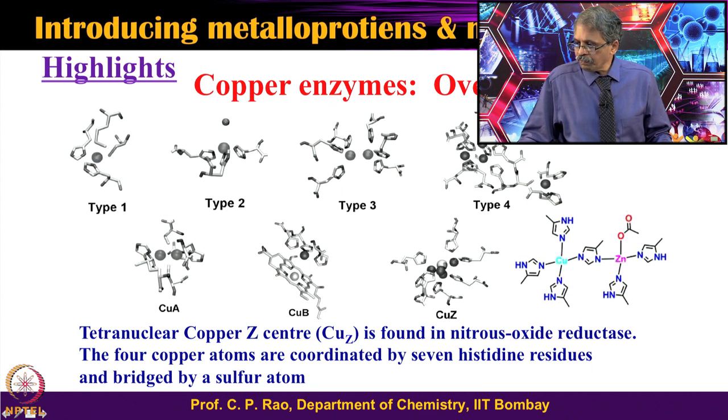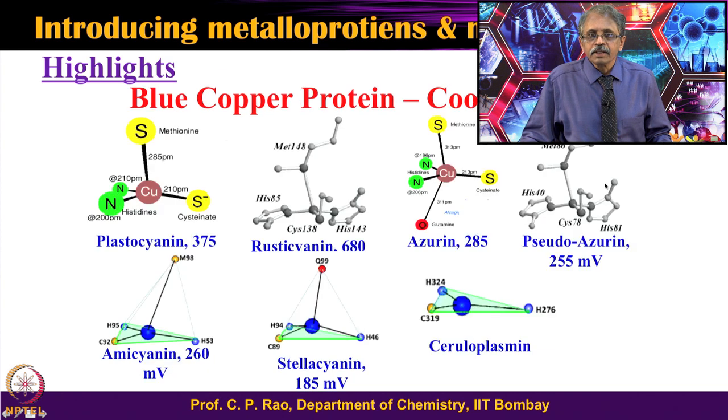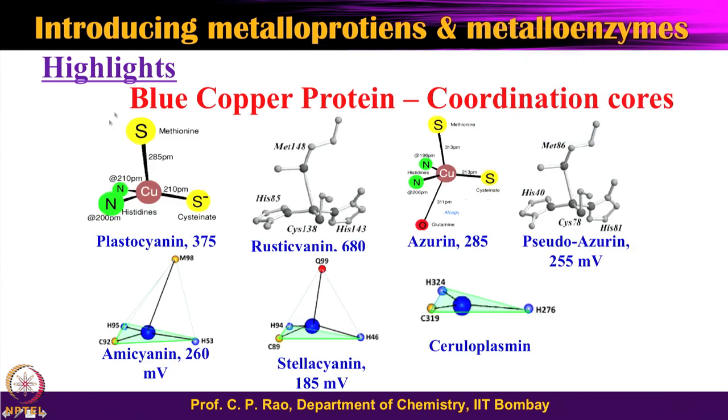Then you have a type 4 kind of thing, then copper A, copper B, which are found in cytochrome oxidase. Then copper Z, which is not so well known, I think is a tetranuclear cluster, and then you have copper zinc, which is in superoxide dismutase. Tetranuclear copper Z center is found in nitrous oxide reductase, which I have not explained to you. The 4 copper atoms are coordinated by 7 histidine residues and bridged by a sulfur atom. As I said, these kinds of things are blue copper proteins, type 1 copper proteins.